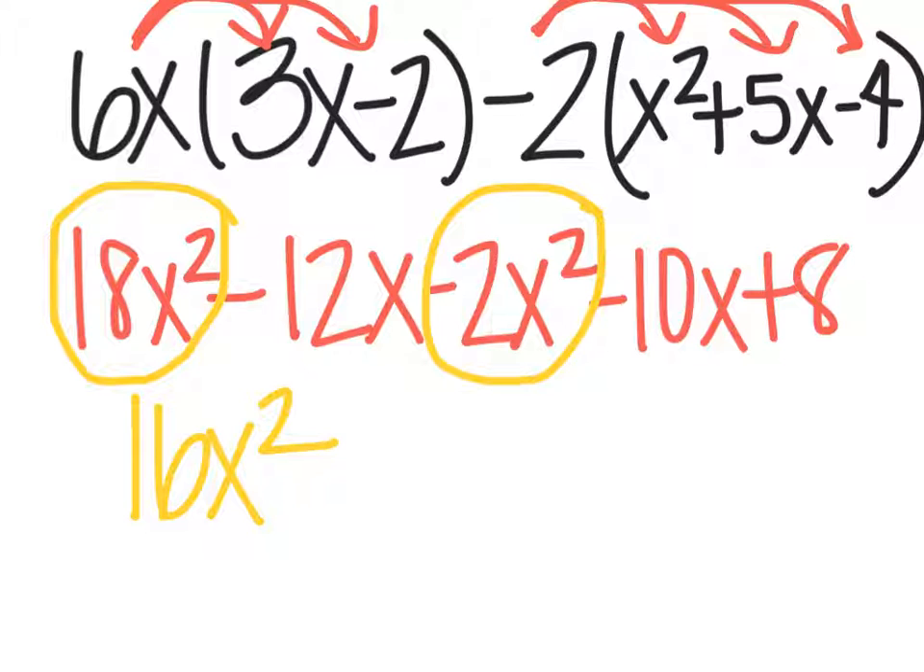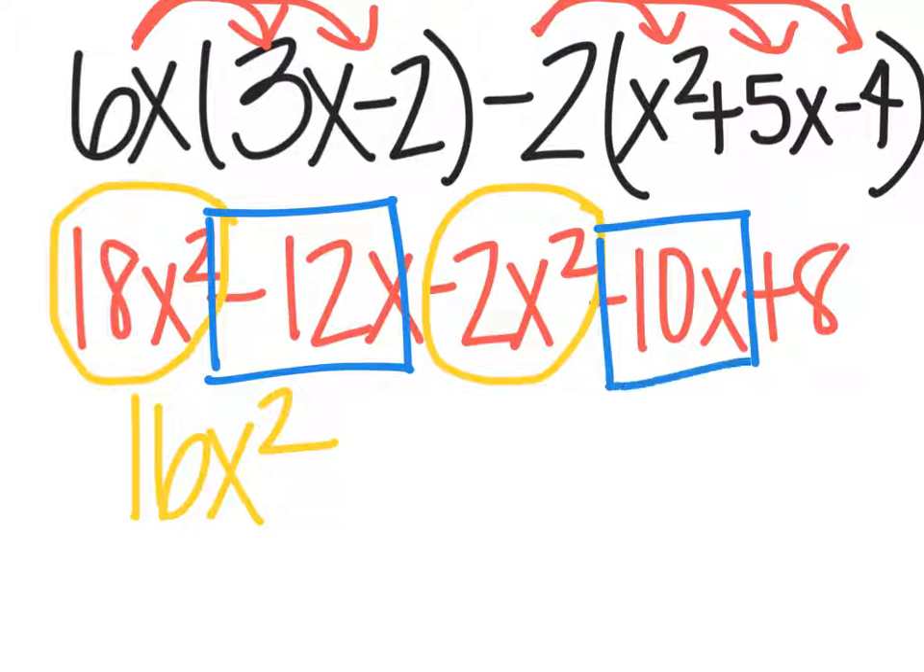Remember, my exponents don't change. I also have negative 12x, which I can put with negative 10x. So if I put negative 12x minus 10x, that's going to be negative 22x. I have this 8 here that I can't combine with anything because there's no other just numbers, so I'm just going to put plus 8.